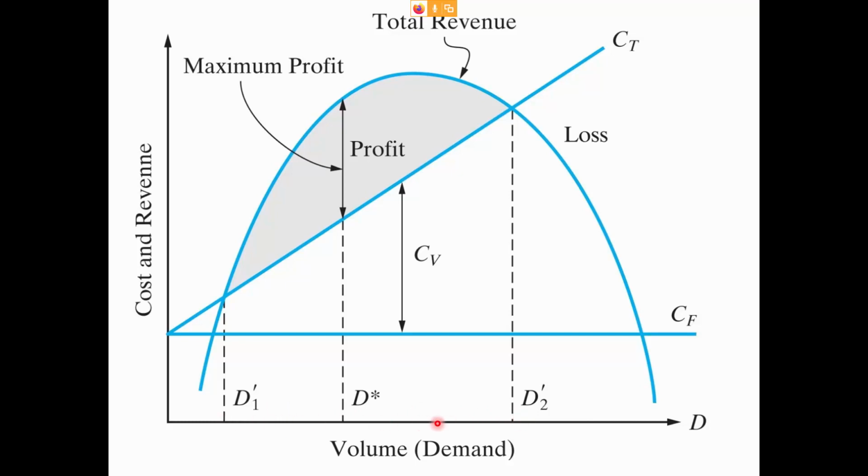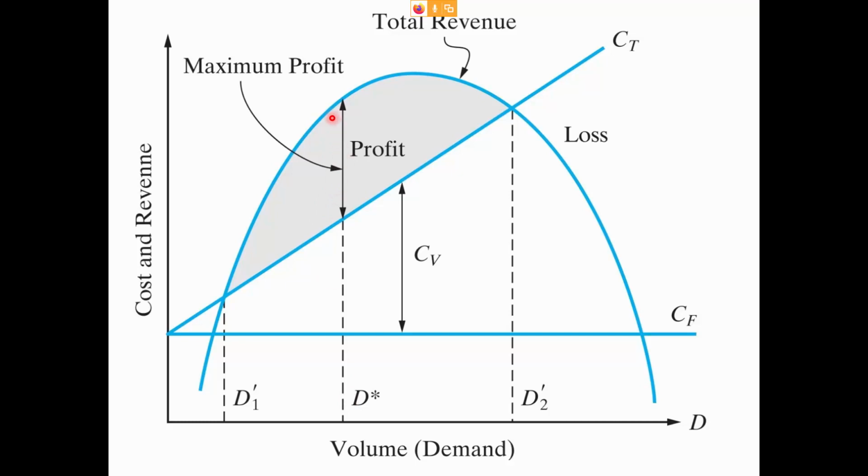Anywhere in this range, your company will be profitable. But outside of that range, your company will be operating at a loss. So remember, D star is, when we were on that previous slide, we were looking at the formula for D star. That is the demand that generates the maximum profit.